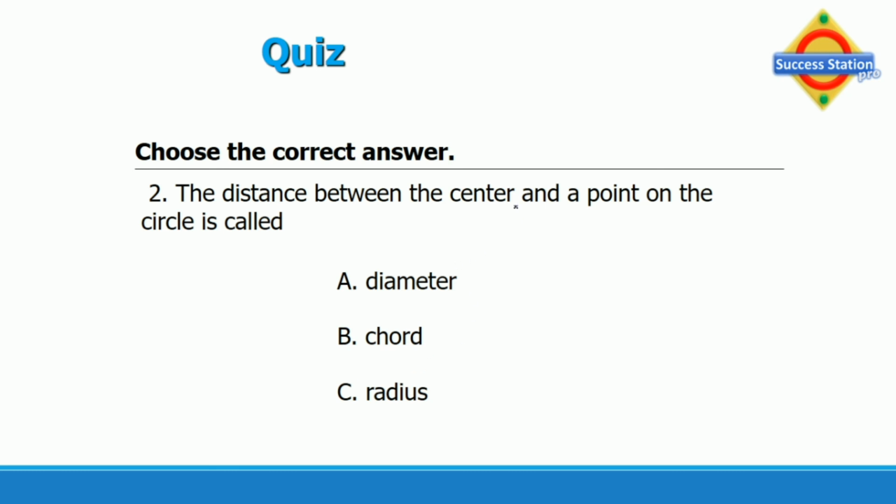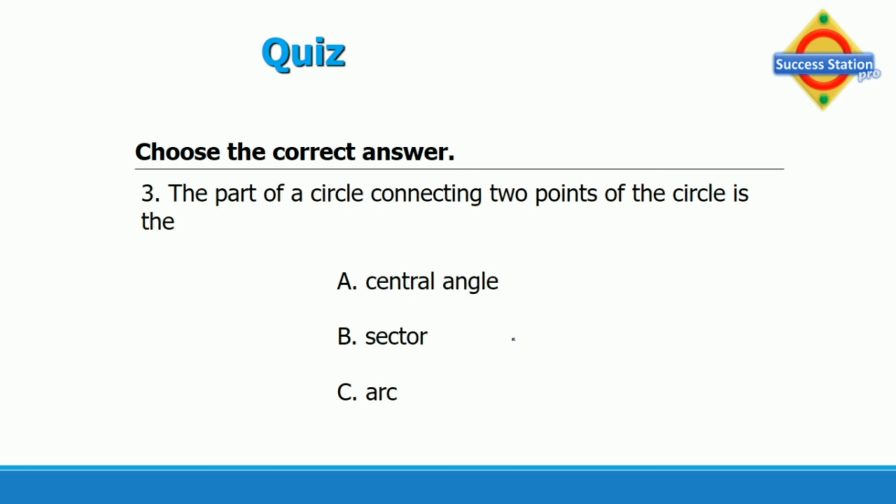The distance between the center and a point on a circle is called the radius. This is your circle, this is your center O, and this is a point on the circle. This is called the radius, right? Next, the part of a circle connecting 2 points of the circle is the, think, central angle, sector, or arc.